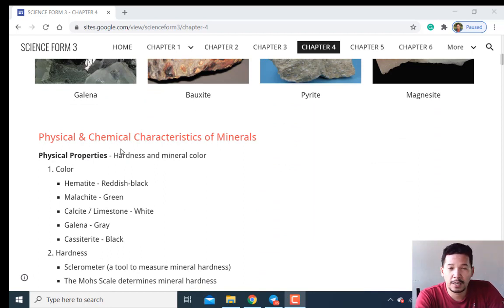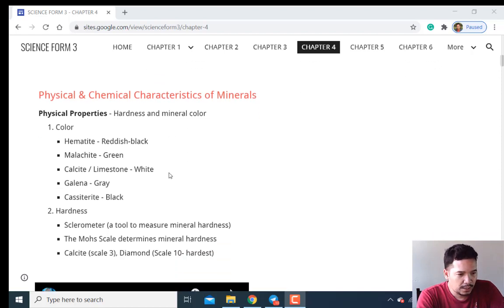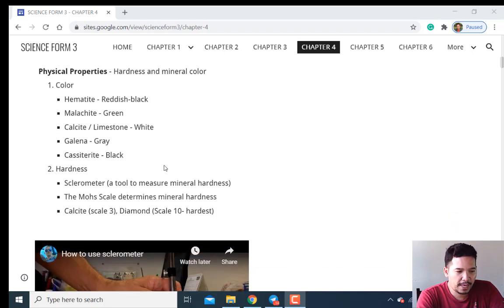The physical and chemical characteristics of minerals. For physical, we focus on two types. Number one is hardness, and the second one is mineral colors. So for the colors, we have reddish black for hematite, malachite green, limestone white, galena gray, cassiterite black.